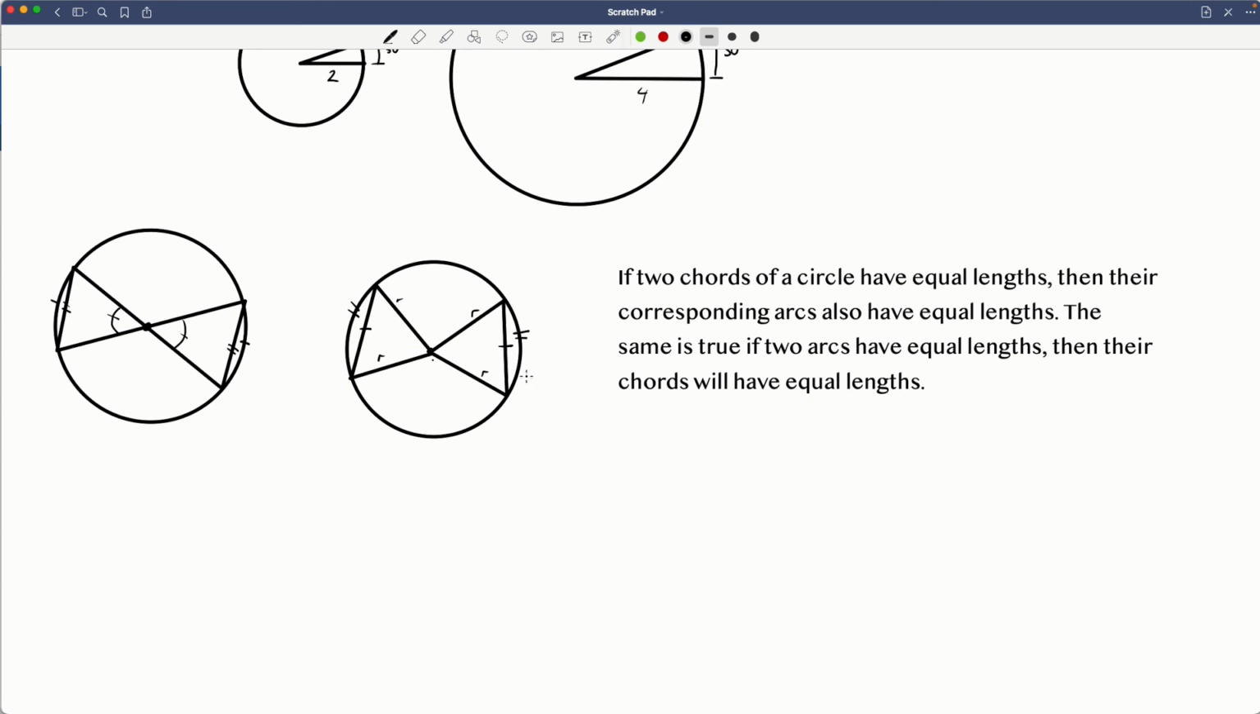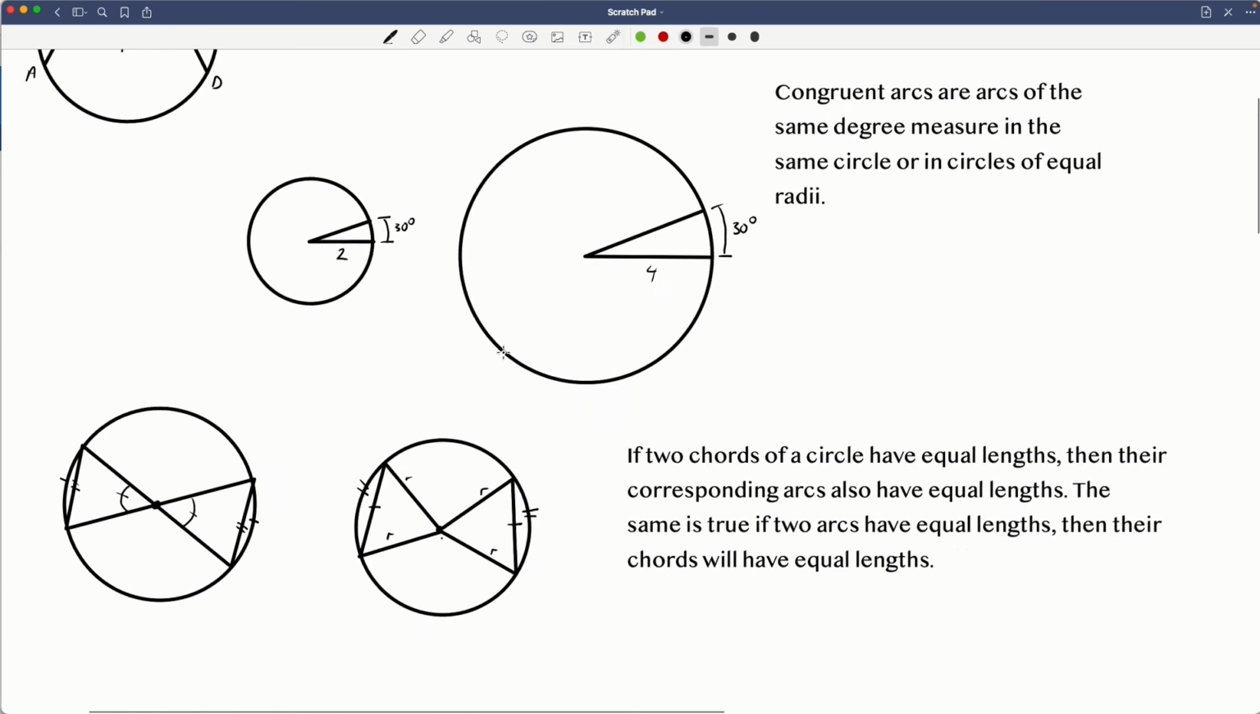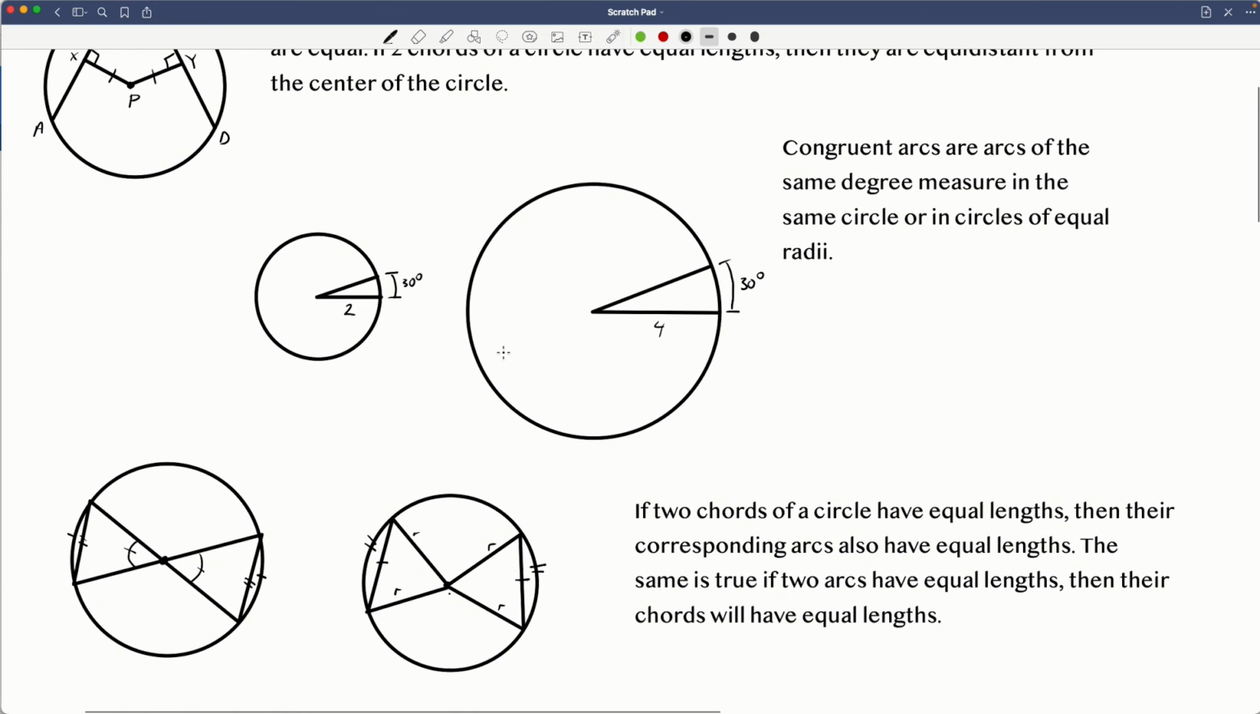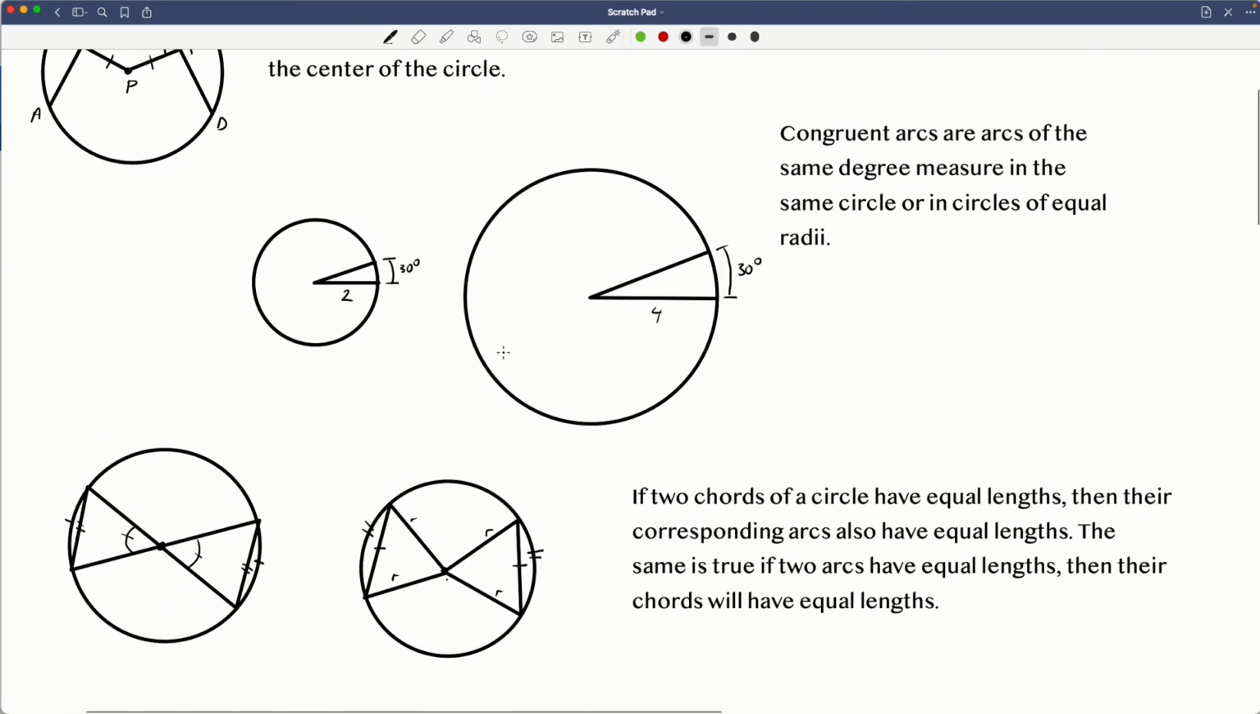So let's say this arc and this arc are both 50 degrees. Then that means if we find the length of this chord, then this chord will be the same. And that's just a way we can solve for lengths as we go forward, knowing what is congruent to what.